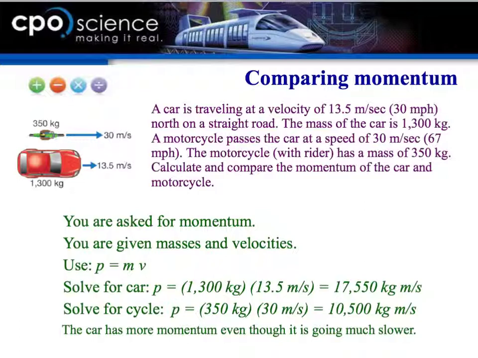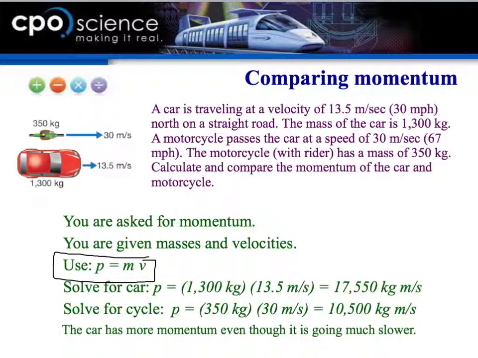So it's asking you to find momentum, and you are given the masses for both the car and the motorcycle, as well as the velocities for both the car and the motorcycle. It's asking you to calculate the momentum of the car and to calculate the momentum of the motorcycle. You're going to use your momentum equation, P equals mv.